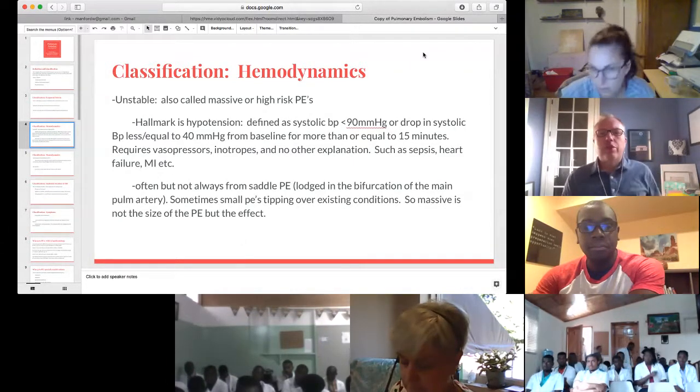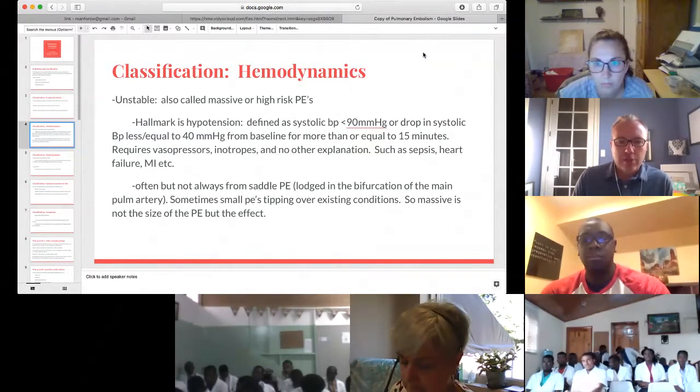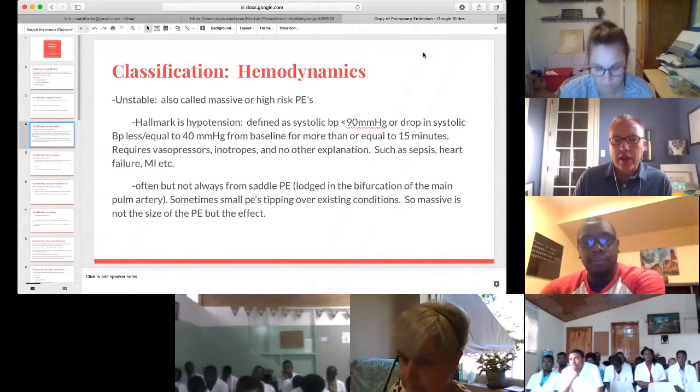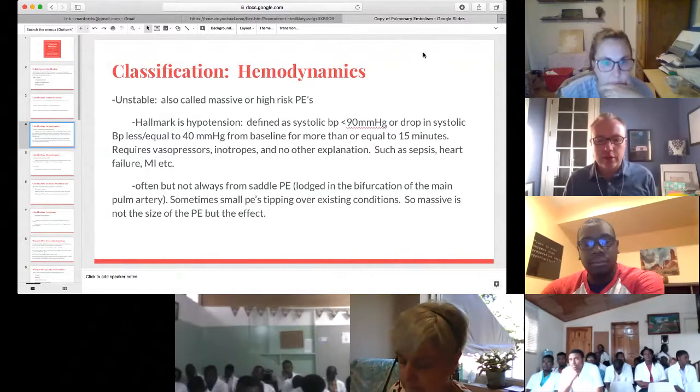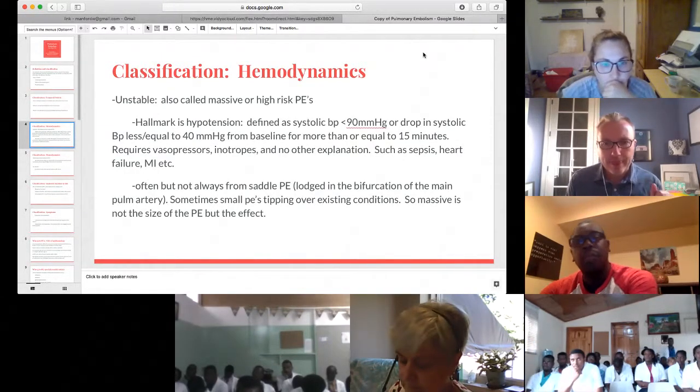So often we think of massive or unstable PEs as being caused by what's called saddle PEs. A saddle PE is when a thrombus goes and lodges between the bifurcation of the pulmonary arteries and basically blocking both the left and right main pulmonary arteries.